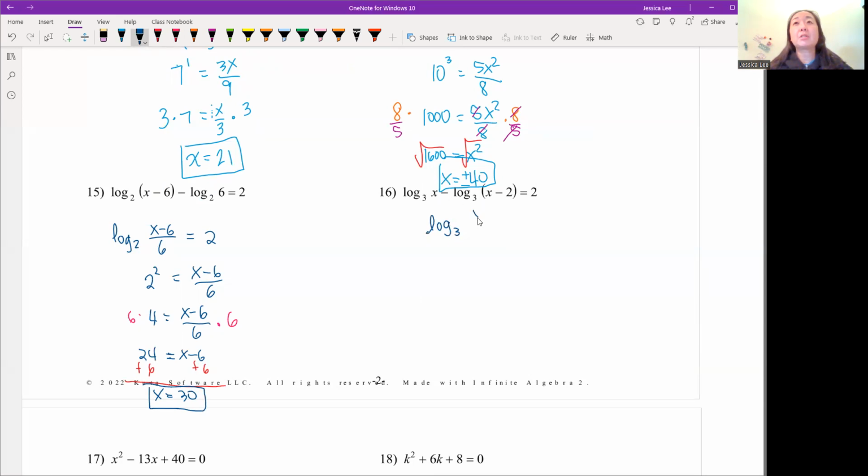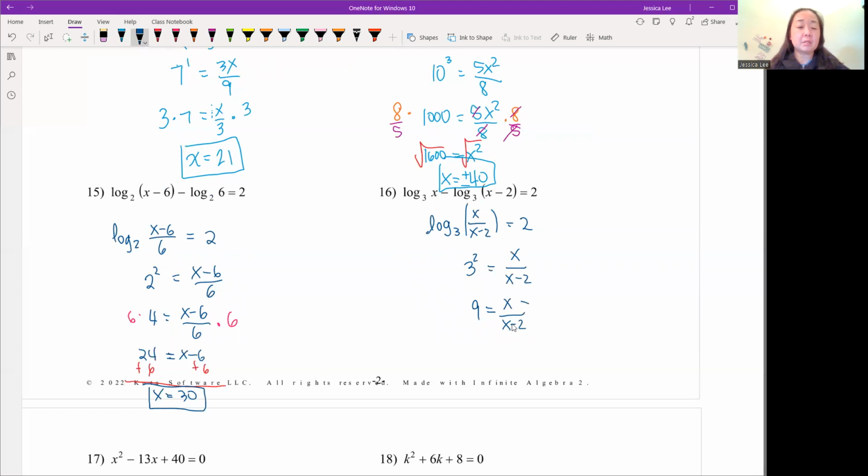Again, this is a minus, so we're just going to go x divided by x minus 2 is equal to 2. Change that to exponential form. 3 to the 2 power is equal to x over x minus 2. I'm just going to rewrite this as a 9.